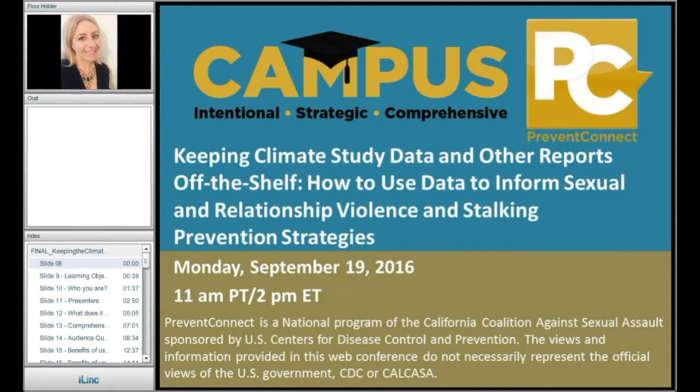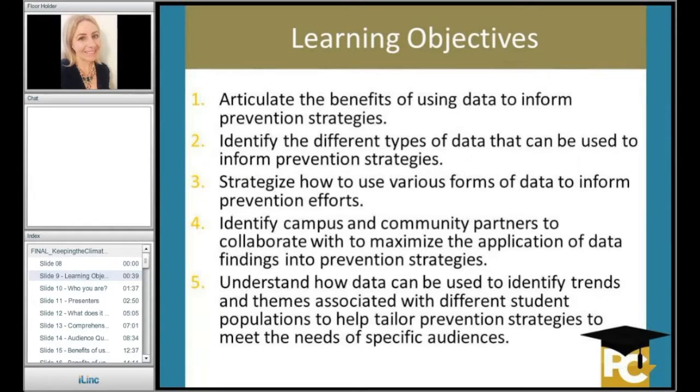government, CDC, or CalCASA. So we do have some learning objectives today, and I'm really excited about this topic because I think this is something that a lot of us have struggled with. I'm so happy to learn about the benefits of using data to inform our prevention strategies, how we can identify the different types of data that can be used to inform prevention strategies.